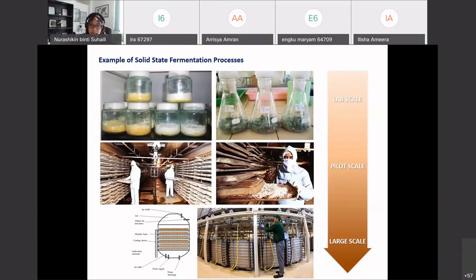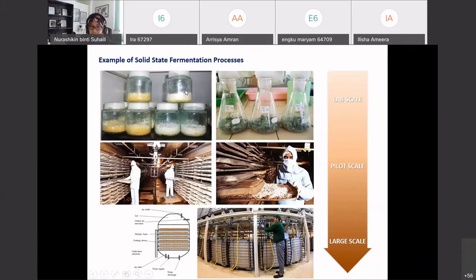So that's why the rule of thumb of research is that it must start with small scale, and then it will go to pilot scale. The second stage is pilot scale. Pilot scale is the intermediate scale between lab scale and industrial scale. And finally is the industrial scale or production scale. So you can see here, this one is from pilot scale and large scale.